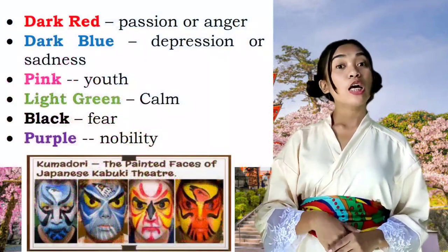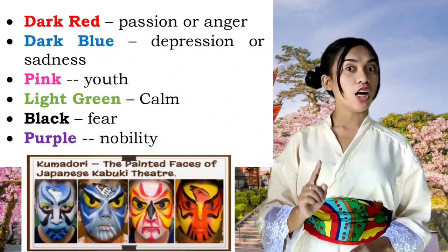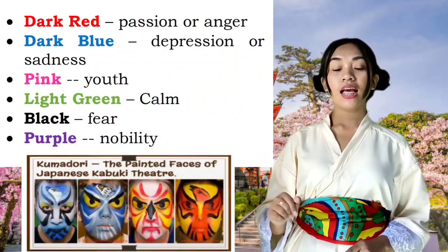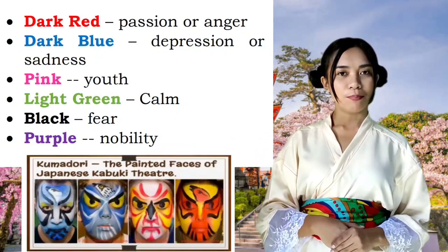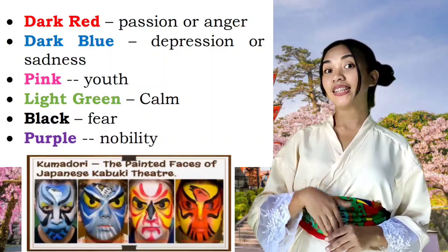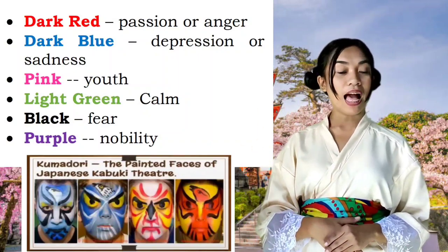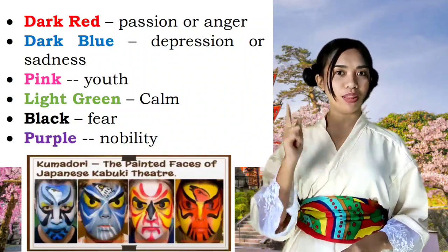Dark red. It means passion or anger. Dark blue. This means depression or sadness. Pink represents youth. Light green means calm. Black means fear. And purple means nobility.